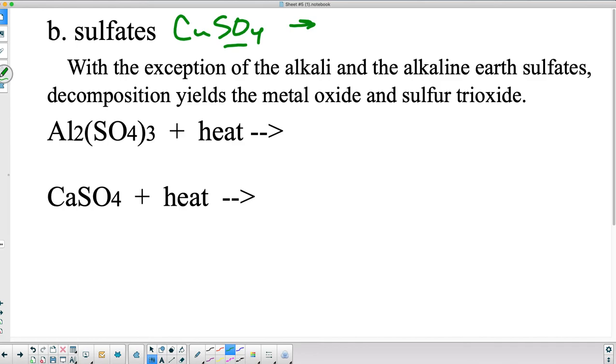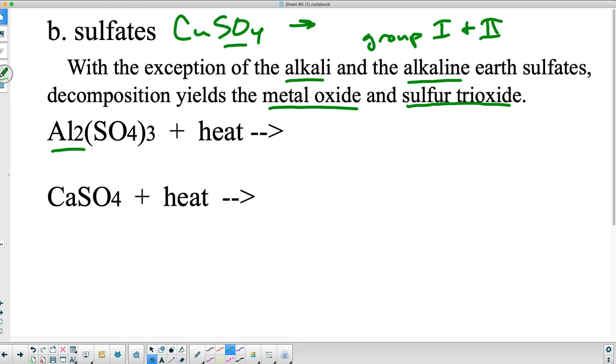With the exception of alkali and alkaline earth, that means group 1 and group 2, sulfates, decomposition yields the metal oxide. Here we go, metal oxide and sulfur trioxide. That's the prefix. Excellent. So here I have aluminum.